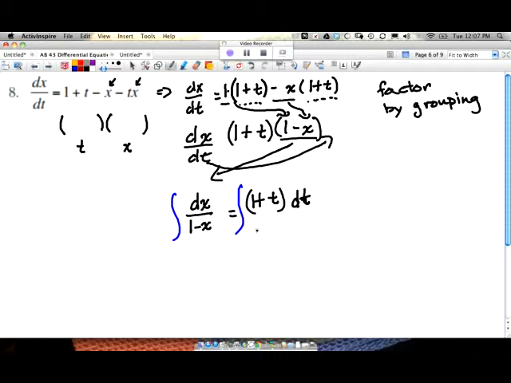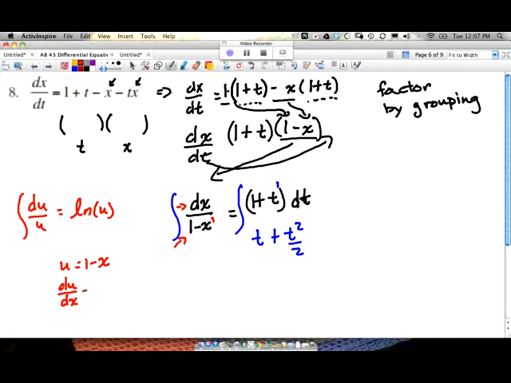Wait, it's not so straightforward, because 1 plus t, that's not a big deal. That's going to become t plus t squared over 2. That's just the power rule, t to the first power. But on this side, I have dx over 1 minus x, and this is really x to the first power. The closest thing that this is near would be like a du over u, and the antiderivative of that is going to be natural log of u. Well, what would u be in this case, and how do I balance it? Well, u is going to equal 1 minus x. All right, we can do that.